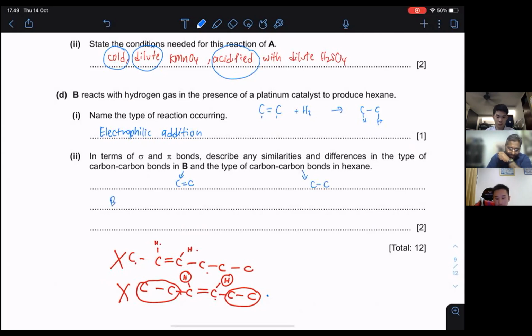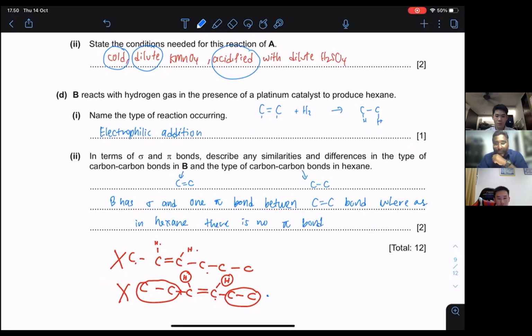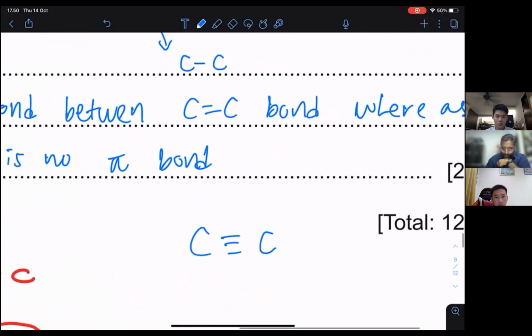B has one sigma and one pi bond between the carbon-carbon bond, whereas in hexane there is no pi bond. Sigma bond is for the single bond, and the double bond has sigma and pi. So just to check, James, if you have something like this, how many sigma and how many pi bonds are there?